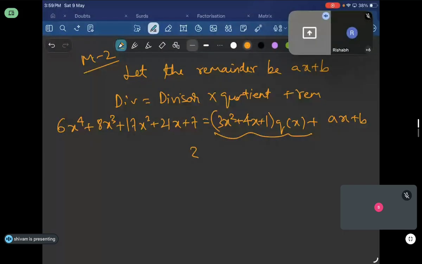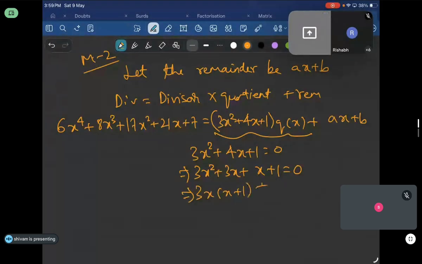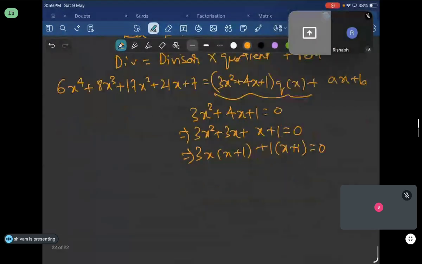When you substitute 3x square plus 4x plus 1 equal to 0, we'll get 3x square plus 3x plus x plus 1 equal to 0. Okay? Let us take 3x common, you'll get x plus 1, plus 1 common, you'll get x plus 1 equal to 0. This implies x equal to minus 1 by 3, comma minus 1. Tell me, are you people getting? Yes, sir. Rishabh, are you getting? Yes, sir. Then you substitute x equal to minus 1 by 3 and then x equal to minus 1. Let us substitute x equal to minus 1 first. We'll get 6 minus 8 plus 17 minus 21 plus 7.